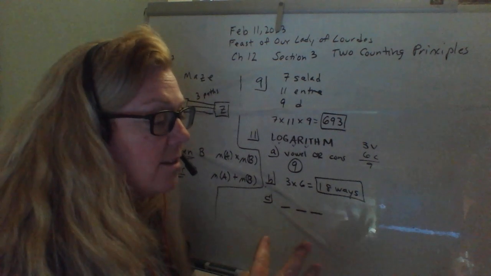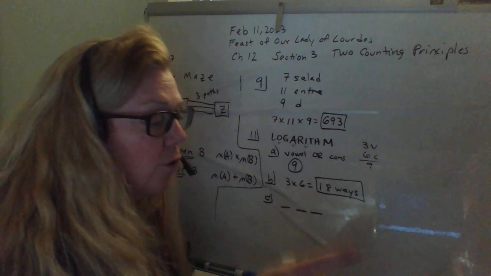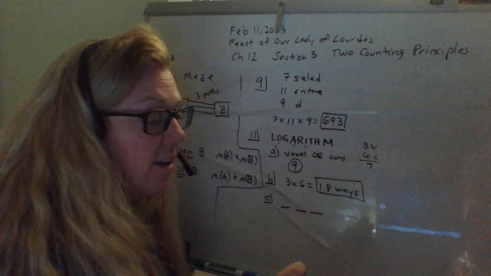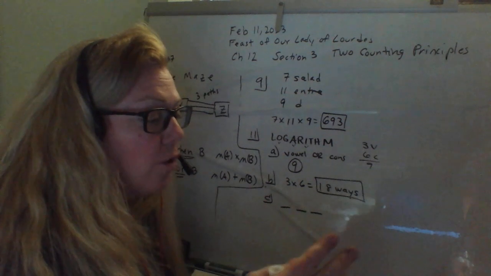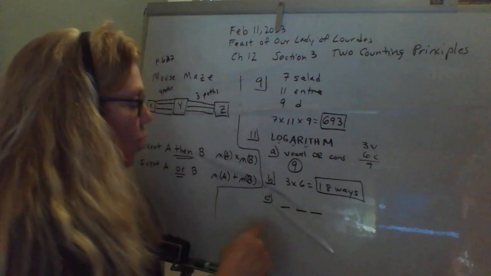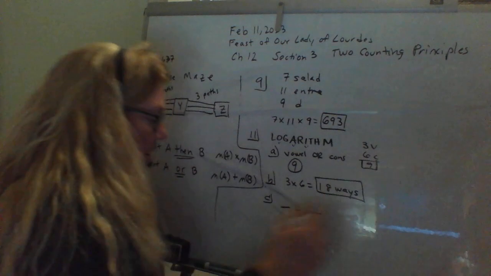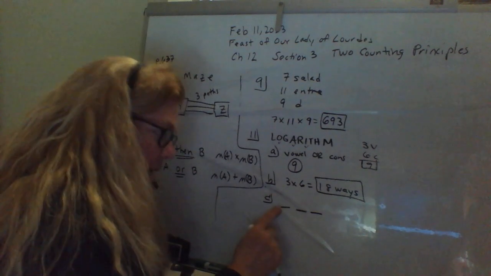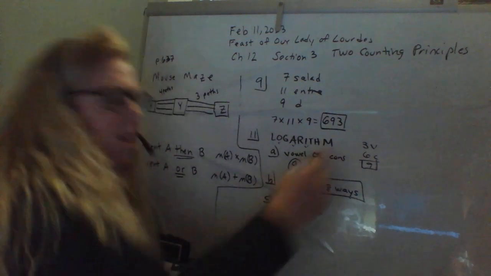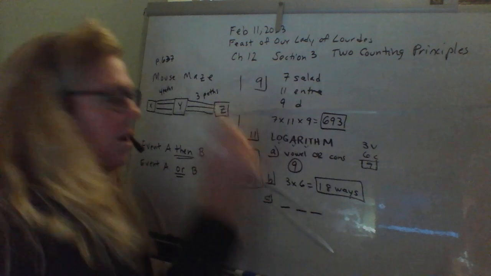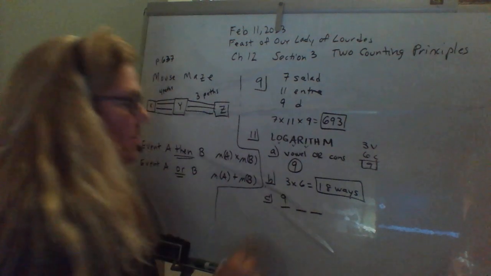There are 3 events. A, select the first letter. B, select the second letter. And C, select the third letter. So if I have 9 letters, how many ways could I pick a first letter? There are 9 there. I might just close my eyes and pick one. There are 9 possible ways.